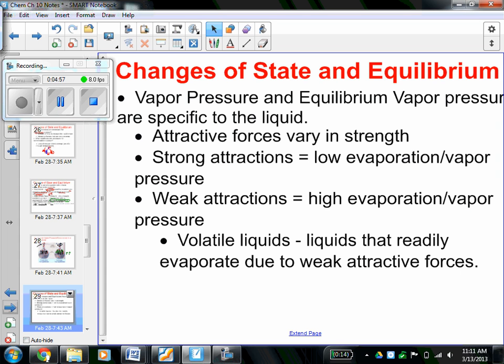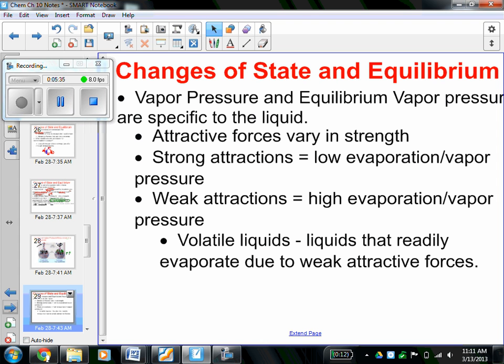All right, vapor pressure and equilibrium vapor pressure are specific to every liquid. Now, why is this? Every liquid has different properties. They could be physical properties, chemical properties, but let's talk about the physical properties. The biggest thing that we see is that every liquid has its own specific attractive forces. In other words, hydrogen bonding, dipole-dipole forces, and so on and so forth. Without reviewing all those types of forces, let's just talk about if there are strong attractions. And this is, again, hydrogen bonding, strong dipole-dipole forces. You're going to have low evaporation and low vapor pressure.